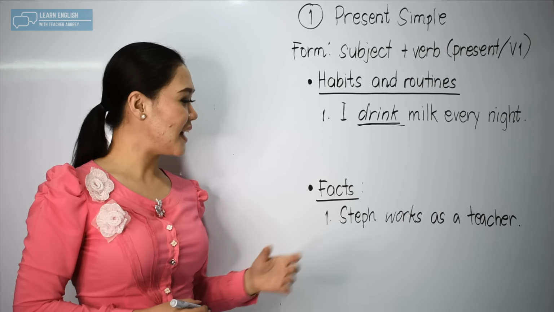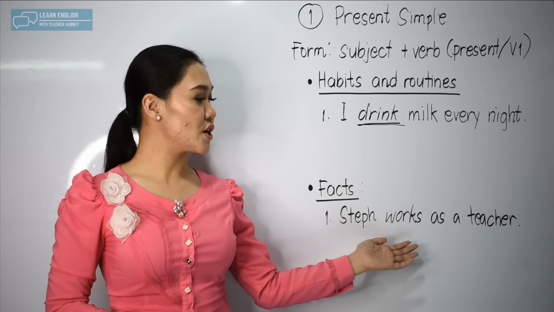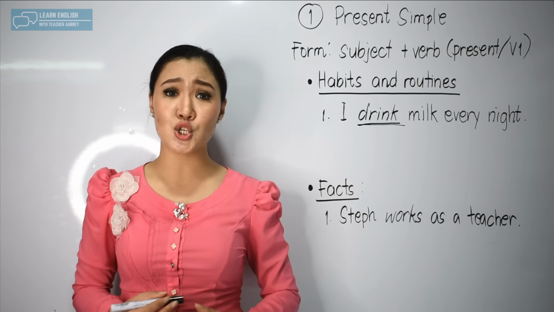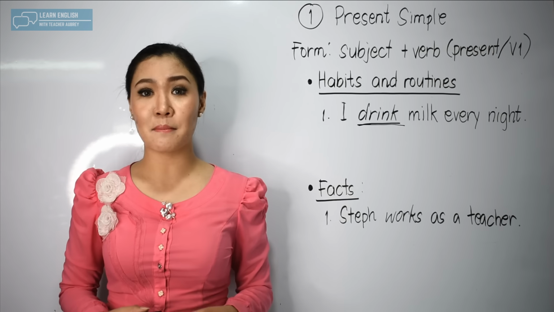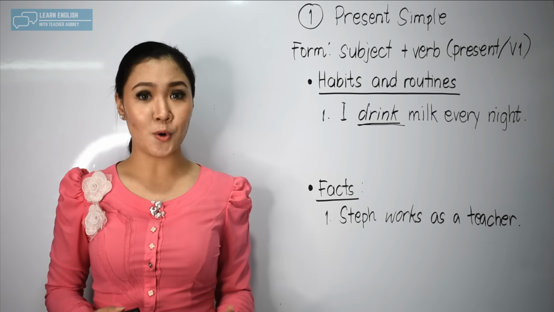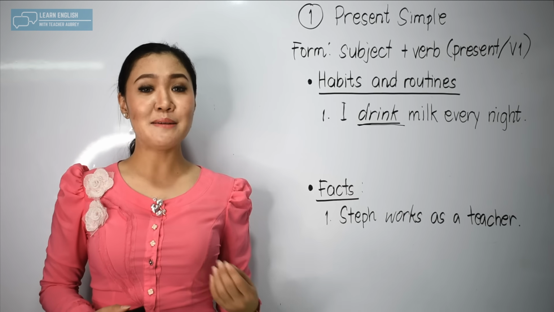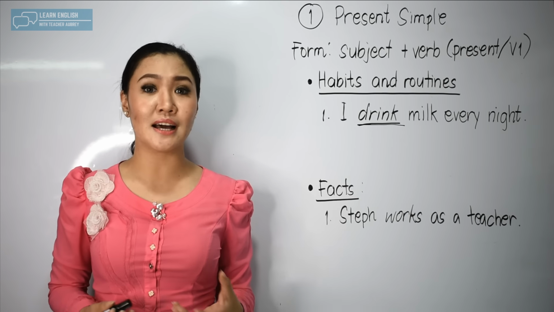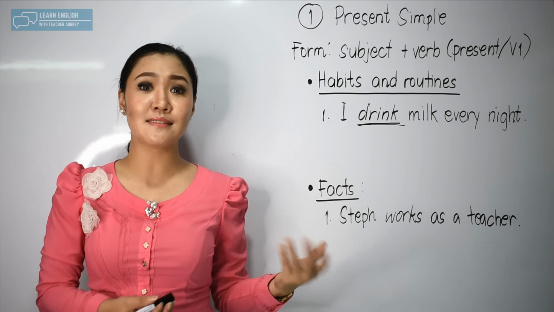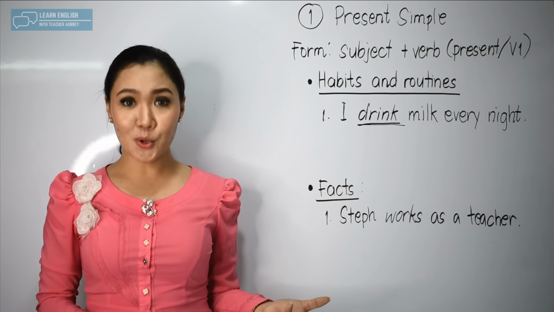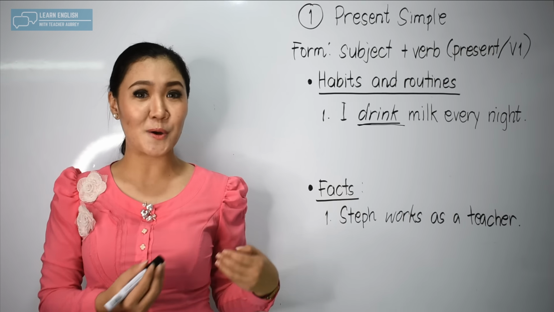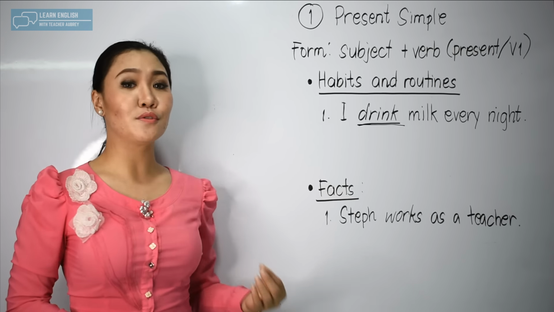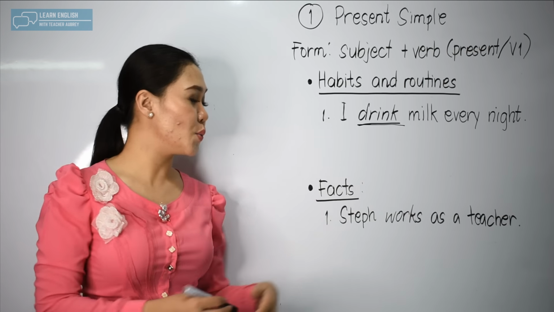Next, dito naman tayo sa facts. Ang example natin ay Steph works as a teacher. Si Steph ay nagtatrabaho bilang isang guro. Ito ay halimbawa ng tinatawag nating facts or isang impormasyon na totoo. Dahil si Steph talaga ay nagtatrabaho bilang isang guro. Hindi na natin mababago yun dahil yun yung fact. Okay? Ang ginamit natin ritong verb na present simple ay works.